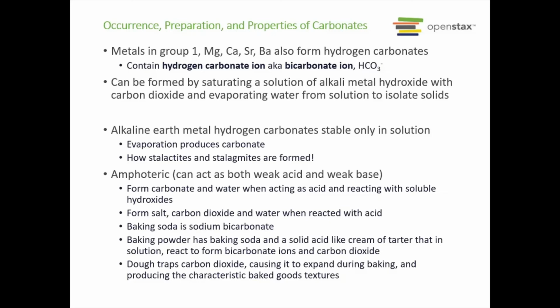We also have bicarbonate ions, or hydrogen carbonates, and these can form from the metals in group 1, and then magnesium, calcium, strontium, and barium. And so these, like I said, have the hydrogen carbonate ion, also known as bicarbonate. Bicarbonate's probably the more well-known name, HCO3 minus. We can make this by saturating a solution of an alkali metal hydroxide with carbon dioxide and then evaporating water from the solution, which then gives us our solids.